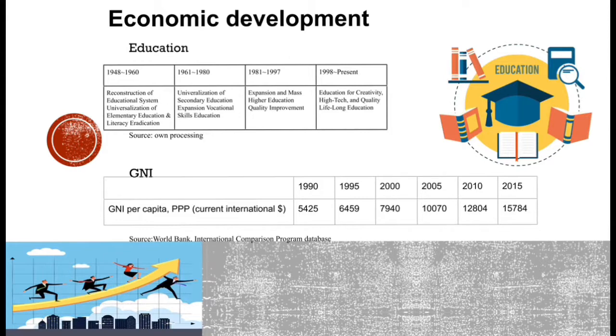We can now have a look at the GNI figure. As shown on the chart, the GNI per capita in 1990 was 5,000 something, and it continuously grew to 50,000 in 2015, which shows that Korea has had good economic development.